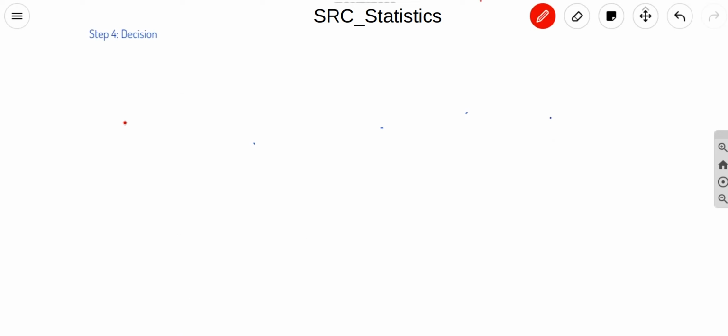In p-value method, how do we make the decision? We compare the p-value with the level of significance. Here p-value is 0.2150 and level of significance is 0.01. Clearly we can see that p-value is greater than the level of significance. In that case, we fail to reject the null hypothesis.